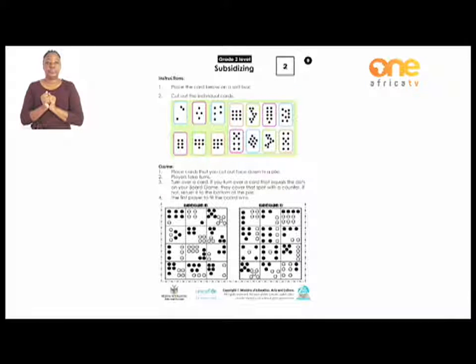Then, after that, player A will turn over a card, and if the card that is turned over is equal to the dots on player A's board, then that means they can cover with a counter. Remember, we made the cards, we cut them out, so you're going to cover with the counter. If not, which means that if there are no numbers on your card, you have to put the card back at the bottom of the pile, not at the top, at the bottom. And the first player to fill in the board with all their cards wins.